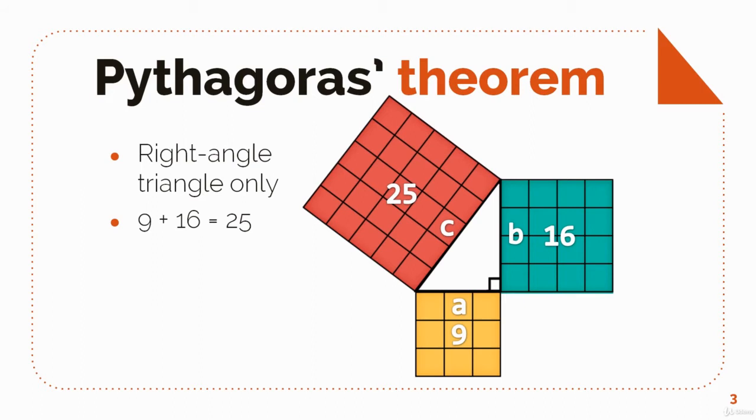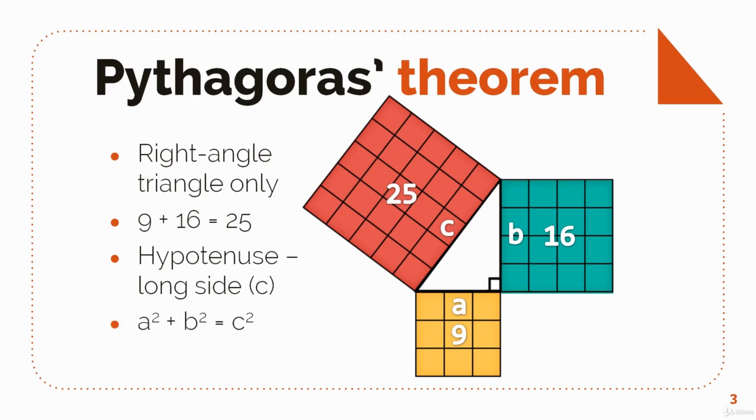The longest side of the triangle is called the hypotenuse. So the formal definition is the square of the hypotenuse is equal to the sum of the squares of the other two sides. Hence you have the formula a squared plus b squared is equal to c squared. How is this useful? Well, if we know the lengths of two sides of a right-angled triangle, we can find the length of the third side.